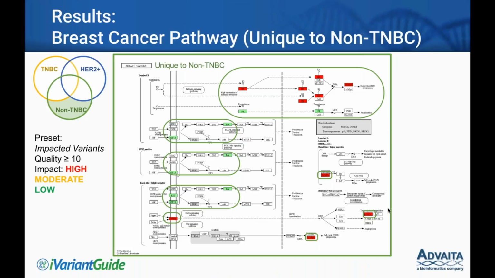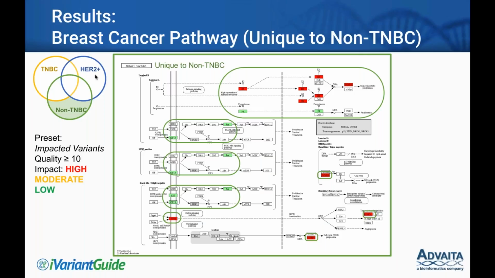So let's look at what this looks like on an actual pathway. This is a pathway map that I downloaded and exported directly from my analysis in iVariantGuide. And what you see here are variants that are unique to non-TNBC. So in the top left corner, you'll see that I've shaded in green the region of the Venn diagram where the variants that are in this analysis lie. So these are variants that were only called subtype variants for non-TNBC. They were not called subtype variants for TNBC or HER2.